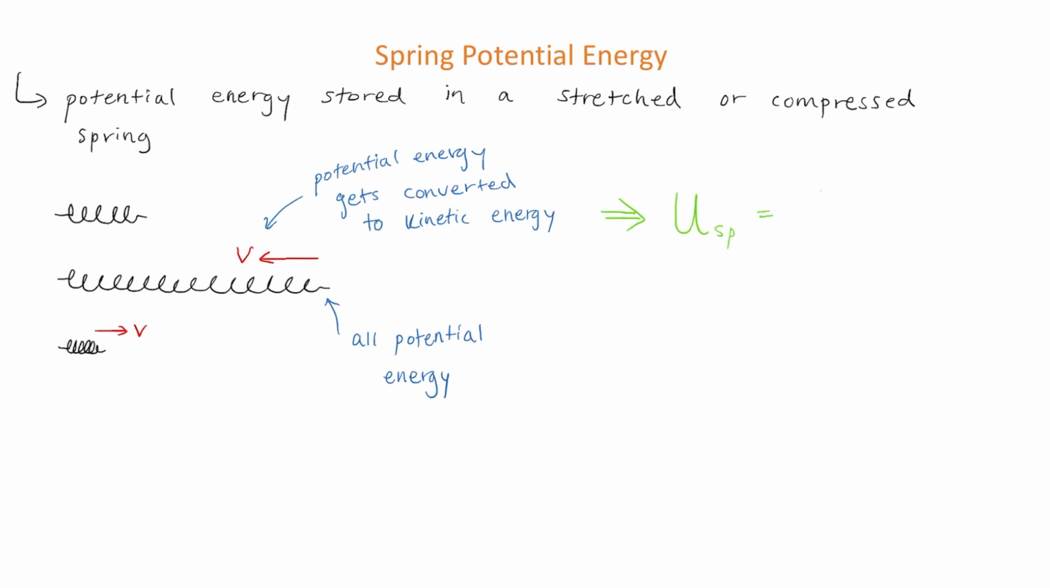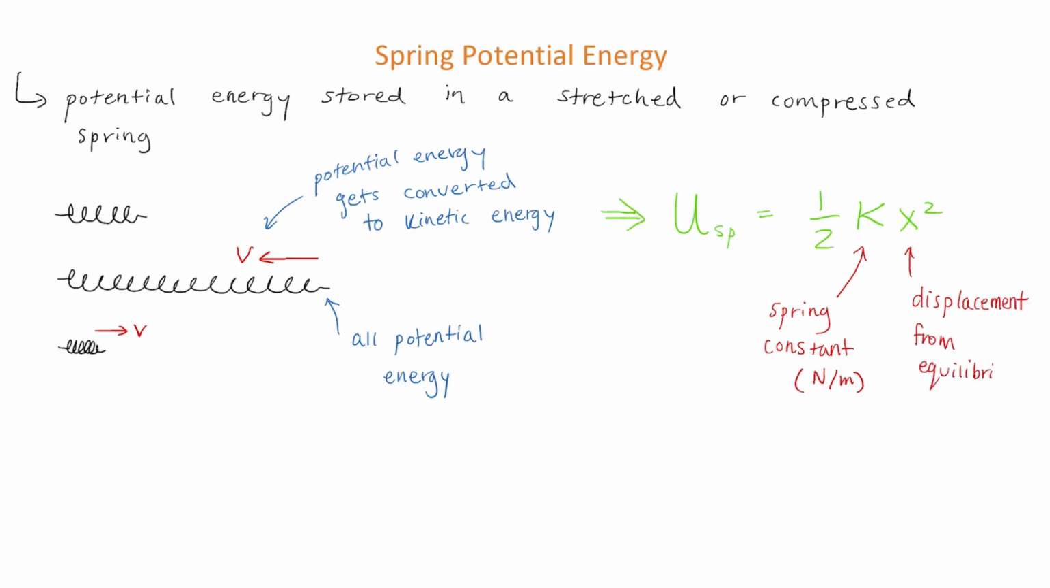Well, you can use this equation, which says that the spring potential energy is equal to 1/2 kx squared, where k is the spring constant, and it has units of newtons per meter. X is the displacement from equilibrium, and it will have units of meters. And U_SP is the spring potential energy, and it has units of joules.